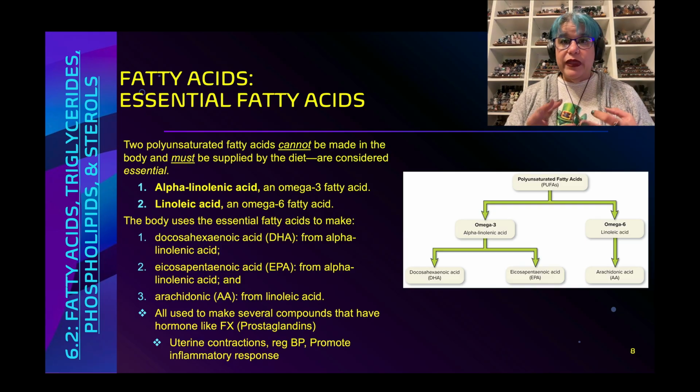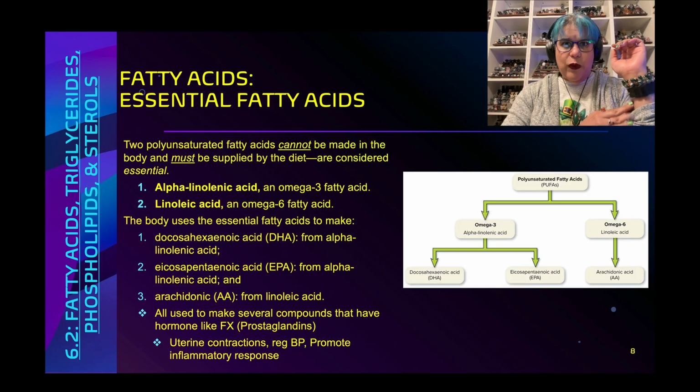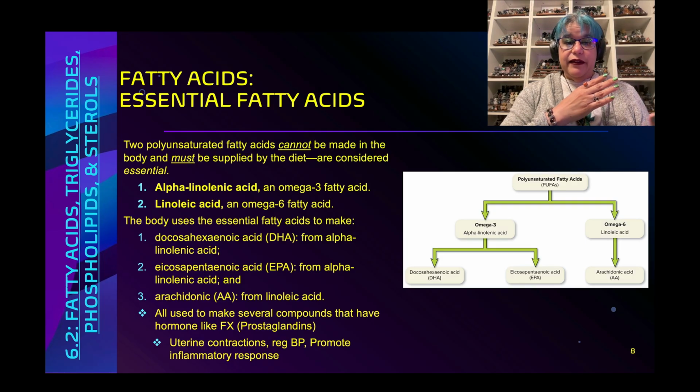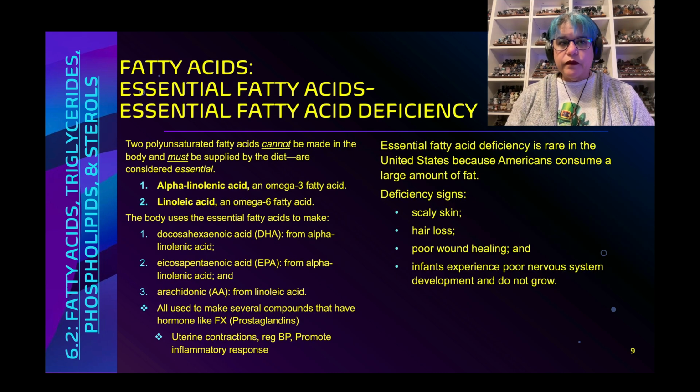They can also promote the inflammatory response when we get bitten by a mosquito, when we get slapped on the arm and you see red, like swelling. That is all part of our prostaglandins, and we have to have the omega-3 and omega-6 in our diet in order to make those things. So 2 polyunsaturated fatty acids cannot be made, like I said, and we've got the same thing here. The essential fatty acid deficiency that may occur when we don't have this as part of our diet.